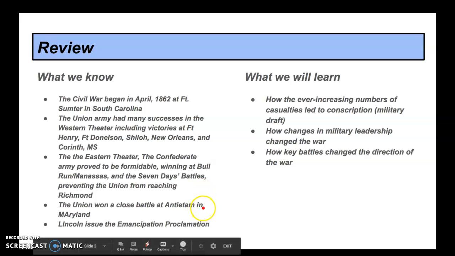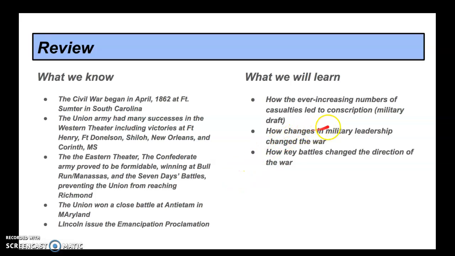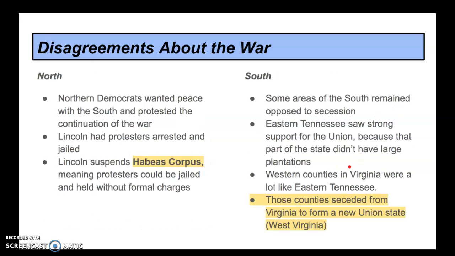The Union Army wins a close battle at Antietam, which is in Maryland, and then Lincoln issues the Emancipation Proclamation shortly after Antietam. So here's what we're going to learn today: how the ever-increasing numbers of casualties led to conscription, which is a military draft, and how changes in military leadership changed the war, and how key battles changed the direction of the war.